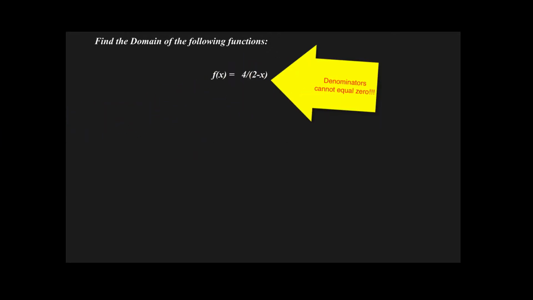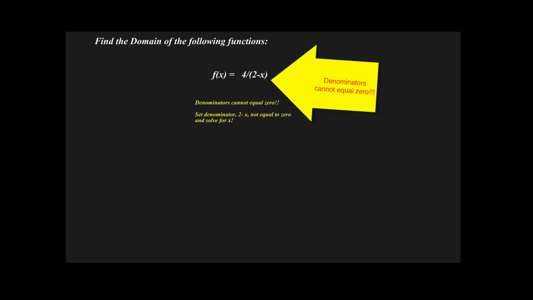So let's see. There's a second problem. Right off the bat, you should see that there's a denominator, that 2 minus x along the bottom. So what do we do with the denominators? Again, what you've got to do is set the denominator not equal to 0. So denominators cannot equal 0. So set this not equal to 0 and solve for x.